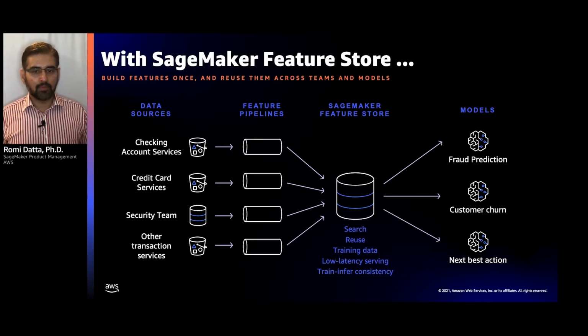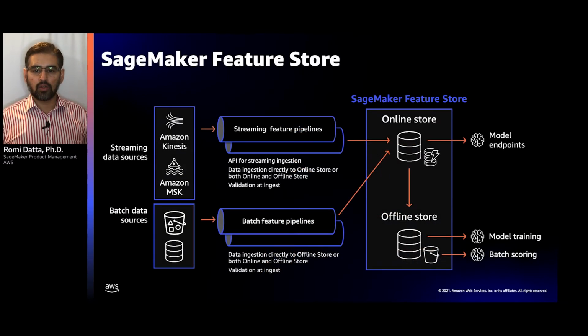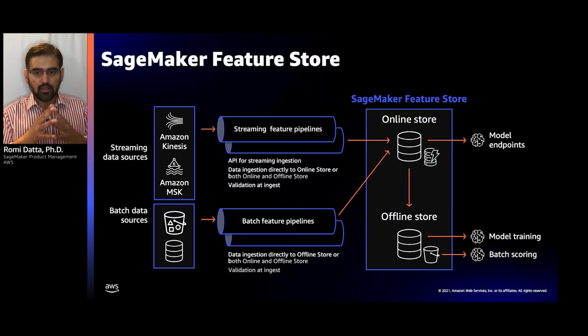So here are some key capabilities of SageMaker Feature Store we will go through today, which will help you accelerate your machine learning. To understand Feature Store, think of the fundamental unit, which is a feature group. A feature group can be conceptualized as a table with each row being a record and each column being a feature.